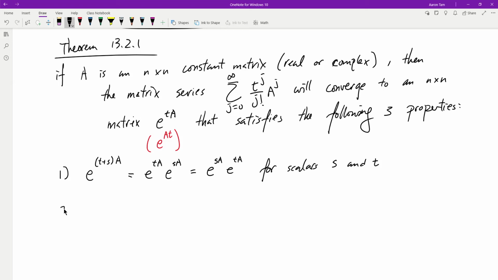Two, e to the tA is always invertible, and we can define the inverse of that to be e to the negative tA. So if you take e to the negative tA times e to the tA, you would get the same thing as e to the tA multiplied by e to the negative tA, and they both give you I.